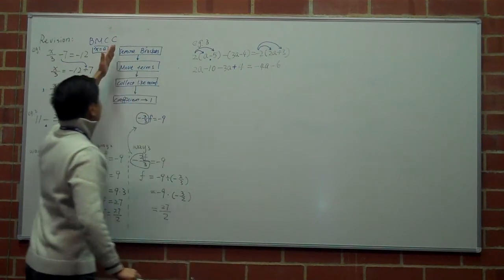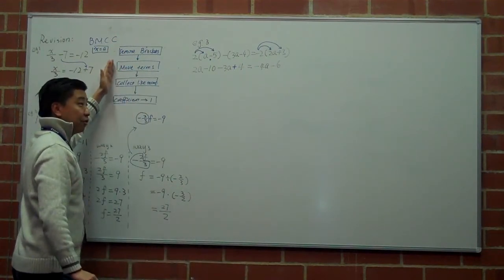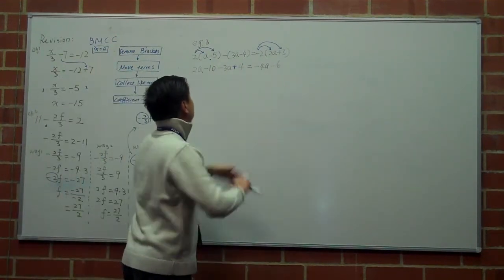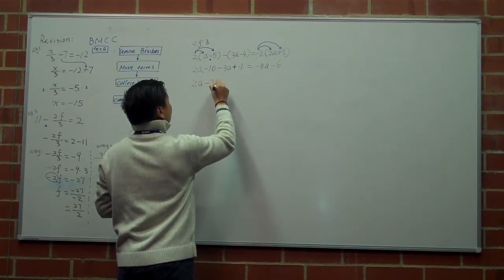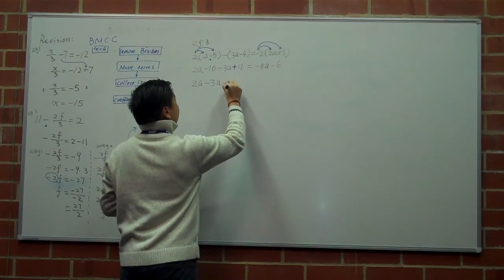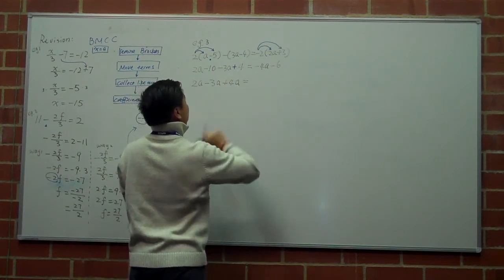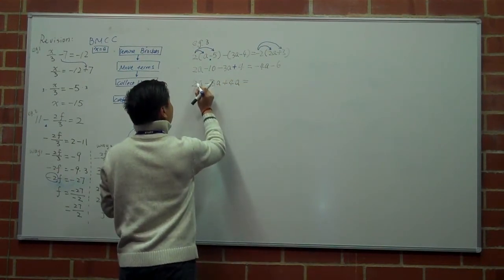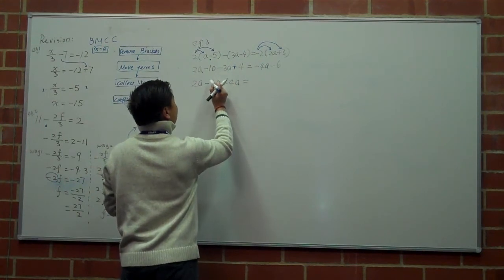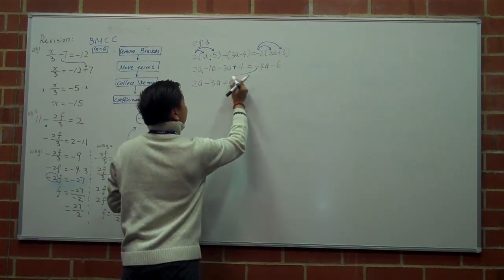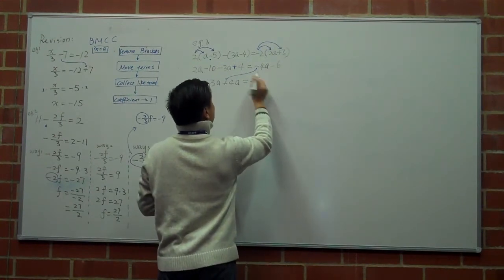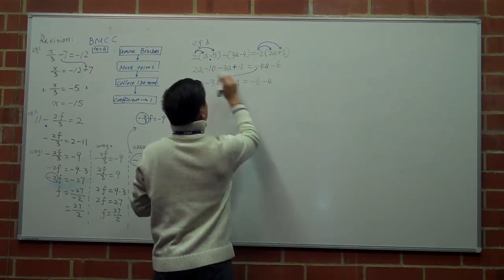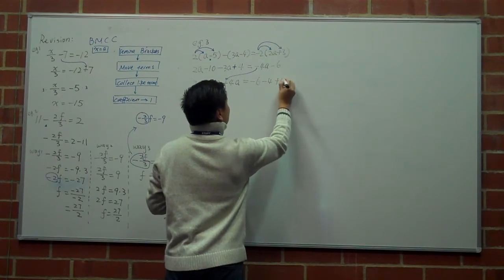Alright. Bracket, move terms. Remove terms. So 2a, take away 3a, plus 4a, equals. Check the sign. No move, no change. No move, no change. You move, you change. Okay? Right hand side, -6. Take away 4, plus 10.